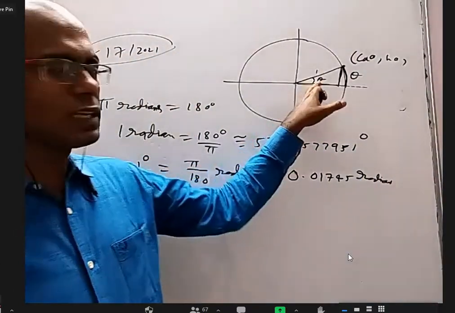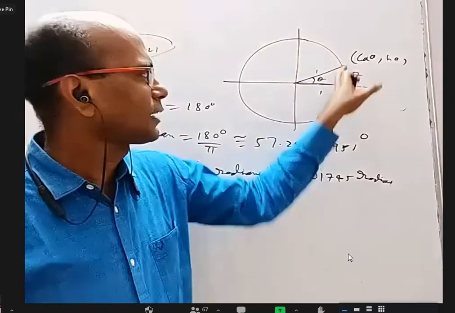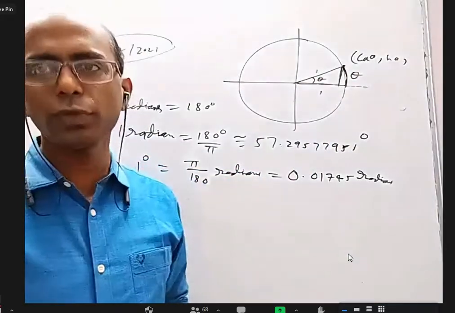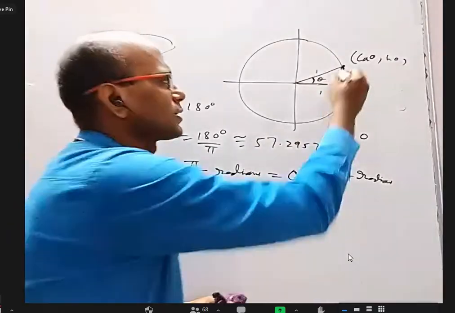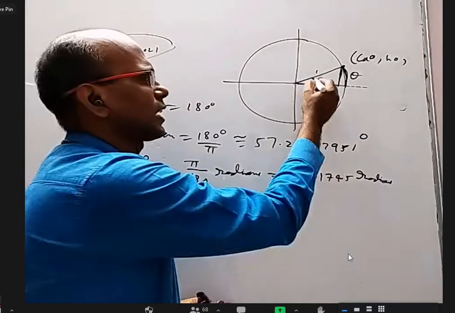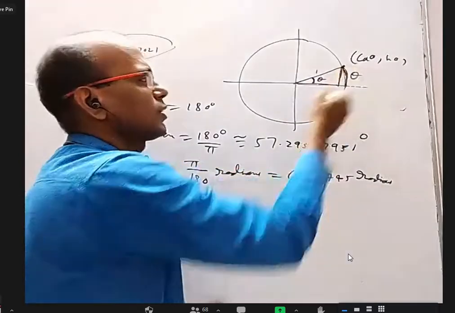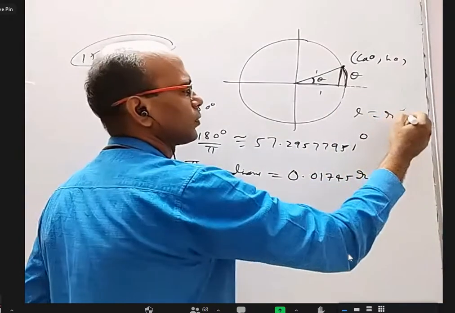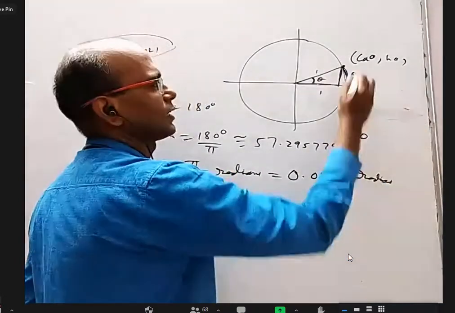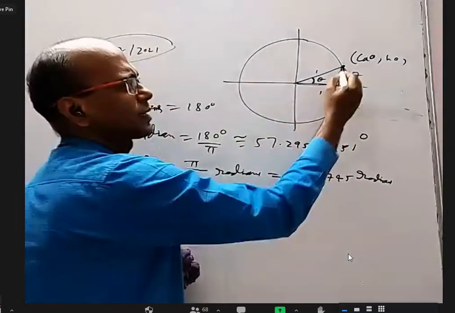That means if this angle is 0.2 radians, this length is 0.2 units. If this angle is 0.6 radians, this length is 0.6. If this angle is 1 radian, this length is 1, as long as radius is 1, of course. So in the L equal to r theta formula, r is 1. That clearly tells you that this is theta. But sin theta is this one.